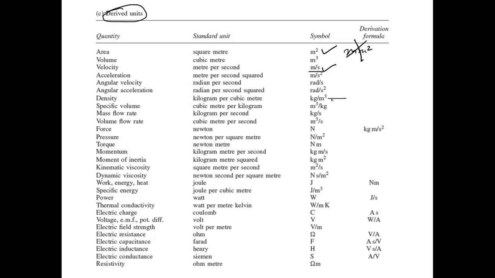For density, we have kilograms per meter cube. For force, we have the Newton. For power, we have watts, capital W. Be careful about it. For work, heat, and energy, we have joules, which is capital J. Similarly, for electric resistance, we have ohms. For electric inductance, we have Henry, capital H. For electric conductance, we have Siemens. So all these are the symbols and the standard units for all these physical quantities. So it's very clear now.